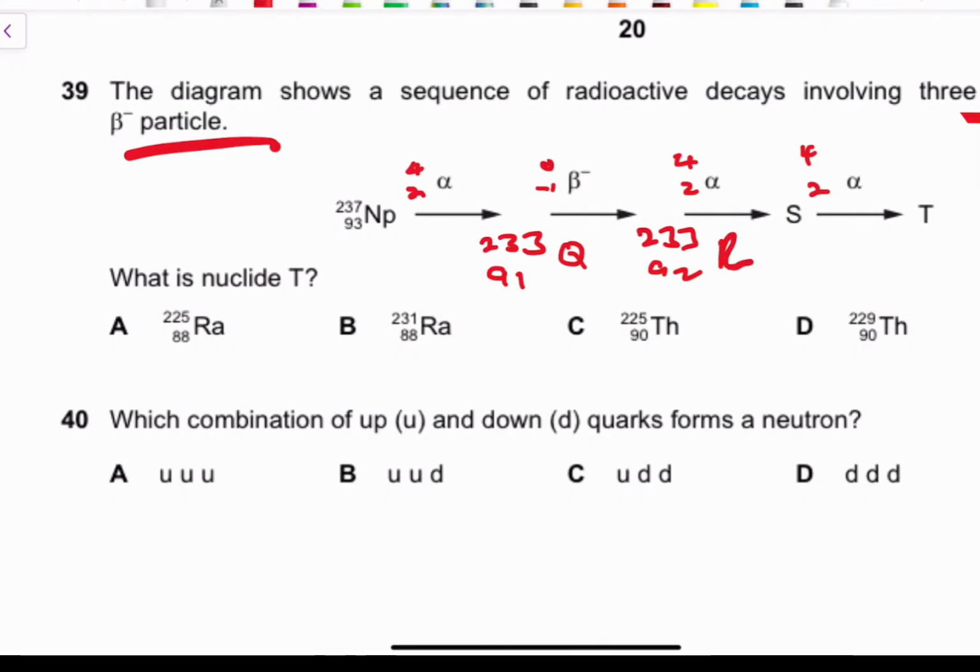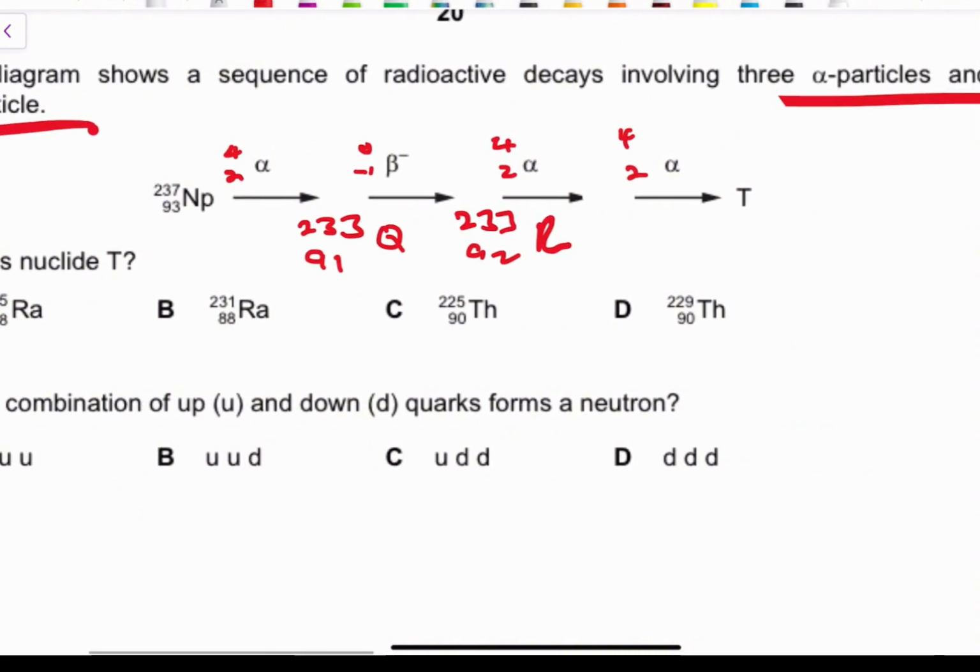And we're also going to lose an alpha particle. So after losing an alpha particle, this value of S will disappear. We're going to lose another 4, so we're going to be left with 229. From 92, we're going to lose 2, so we're left with 90. This is going to be S.